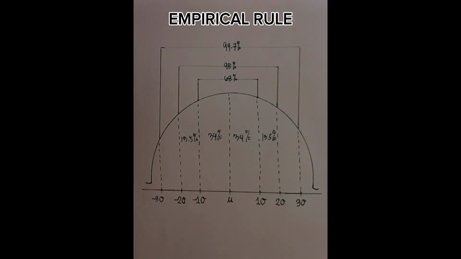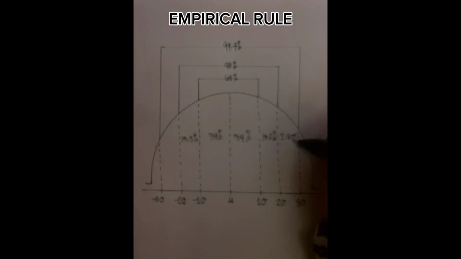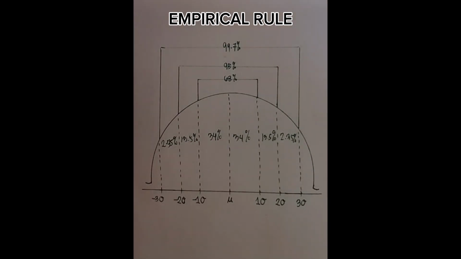Now, what is the probability of finding the x values in these regions? So we need to subtract 99.7 and 95. So 99.7 minus 95 is 4.7, and divided by 2, so we got 2.35%. So that's the probability of the x values in that region.